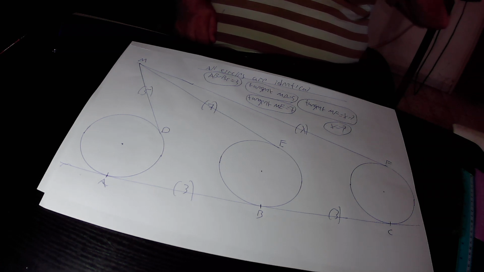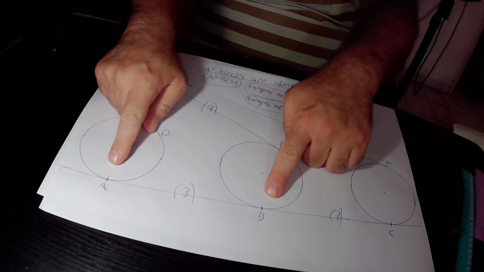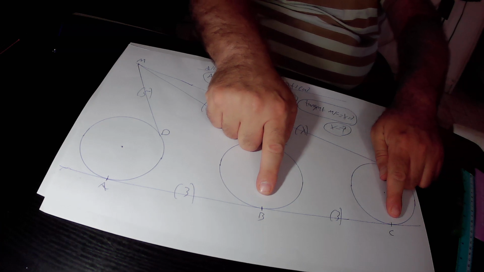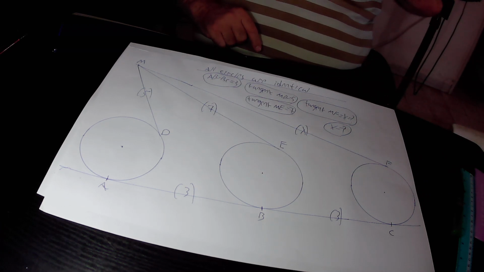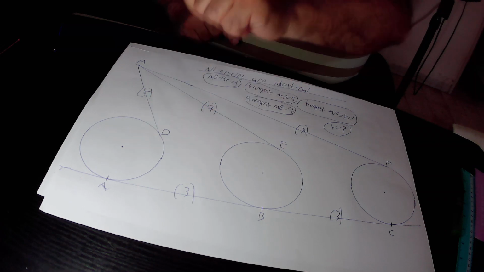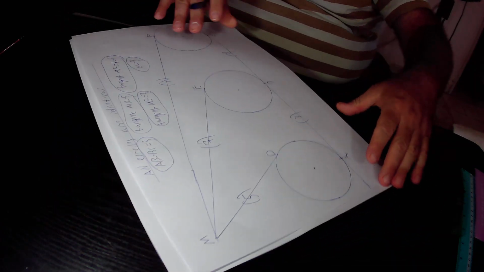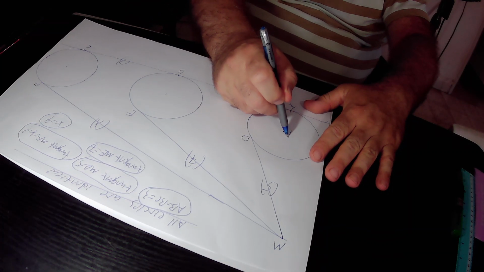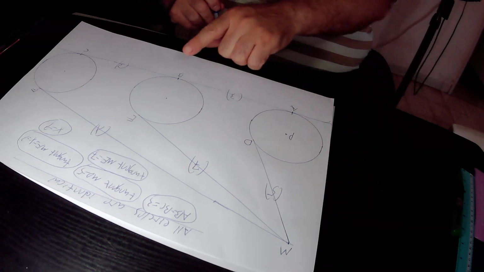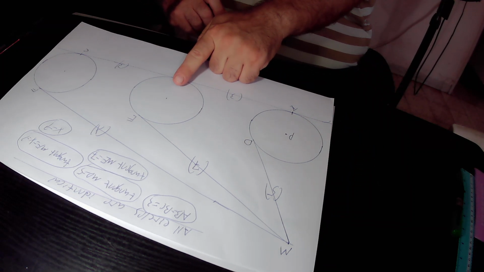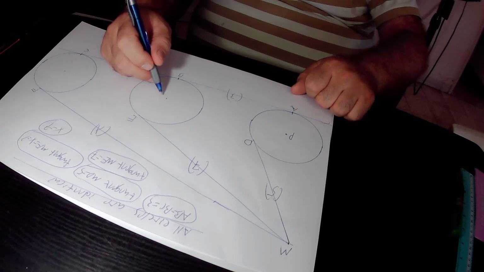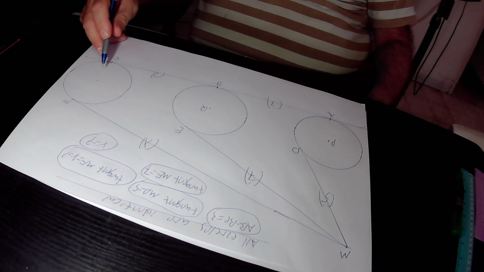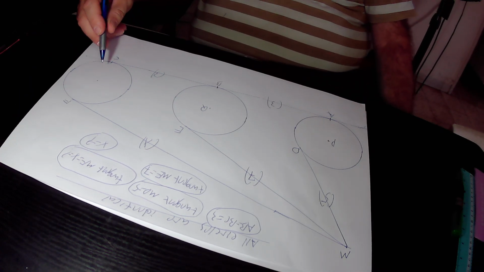We also know that this line segment AB is equal to 3 units in length. This line segment BC is also equal to 3 units in length. So first of all, we define the center of this circle. This point is point P. And we define the center of this middle circle. This point is point Q. And finally, we define the center of this circle. This point is point S.